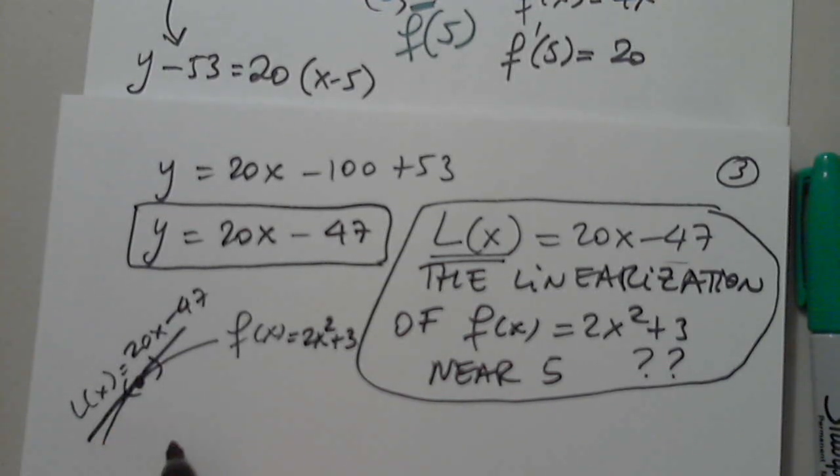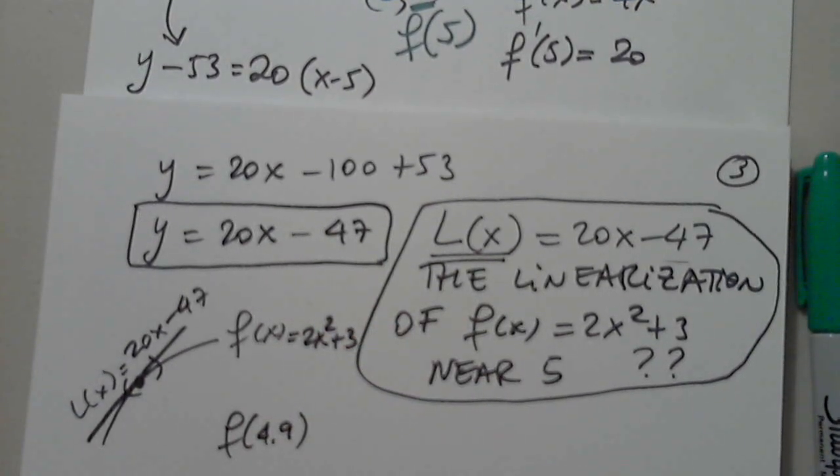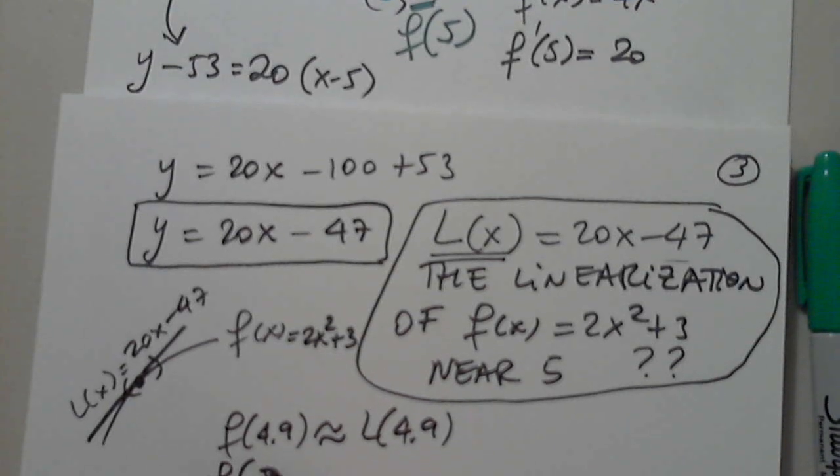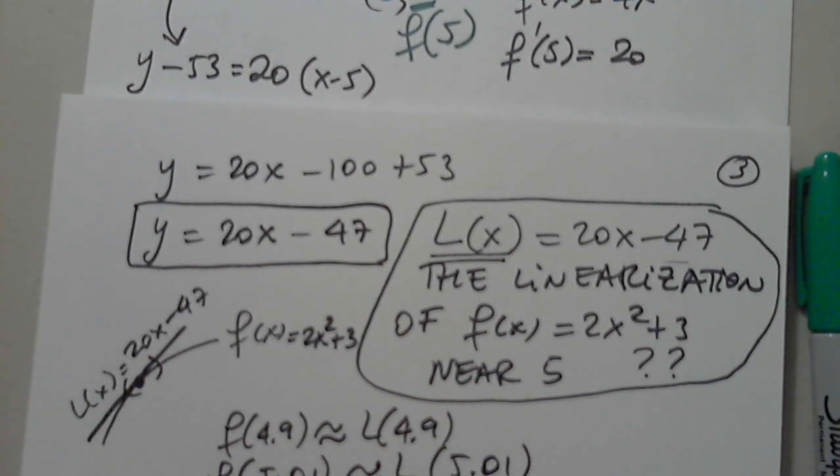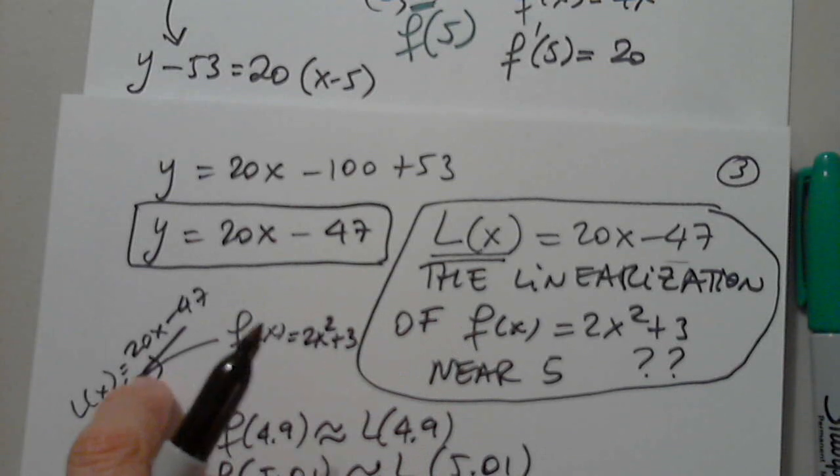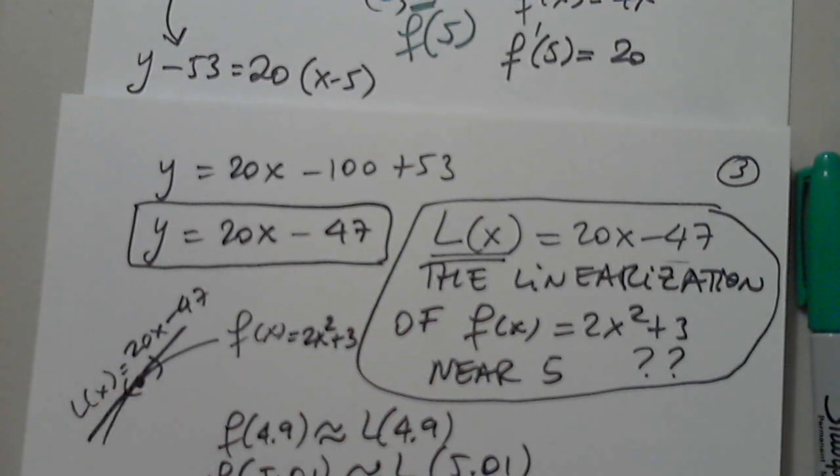What I'm saying is, if I want to determine the value of the function at 4.9, I can go ahead and put it in the calculator, but it will be very, very close to L of 4.9, because 4.9 is very close to 5. Also, f of 5.01 will also be very, very close to L of 5.01. Which of the two I prefer to work with? Of course, with the line, if the approximation is close.